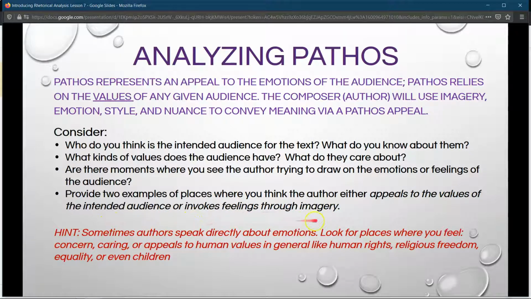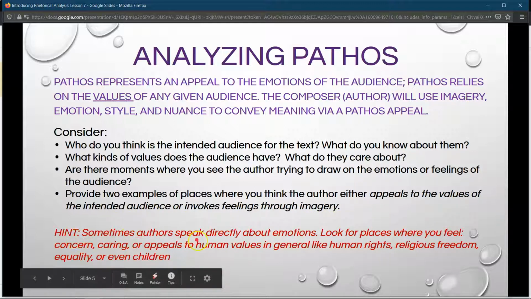Sometimes authors speak directly about emotions. Look for places where you feel, maybe concern, caring, or appeals to human values in general, like human rights, religious freedom, equality, or even children.